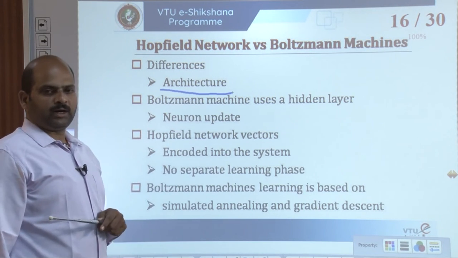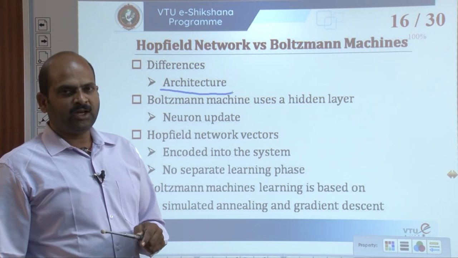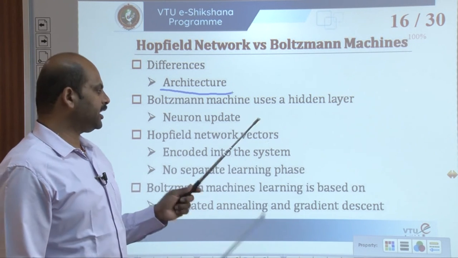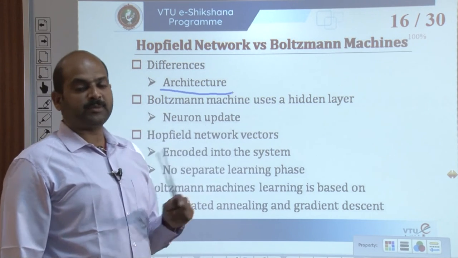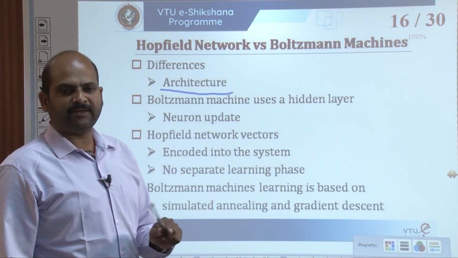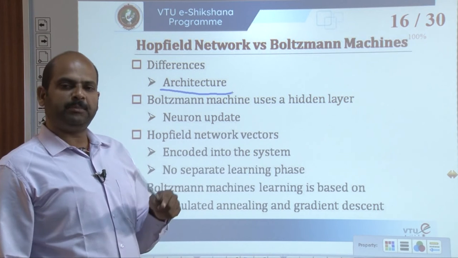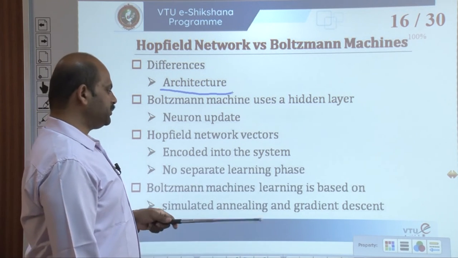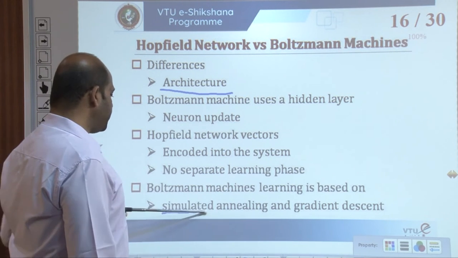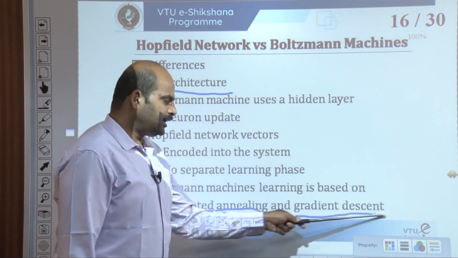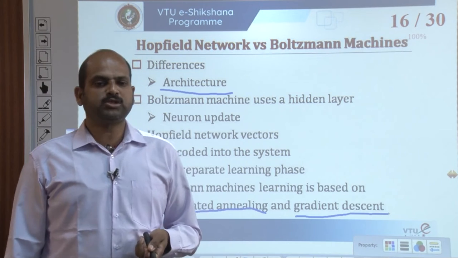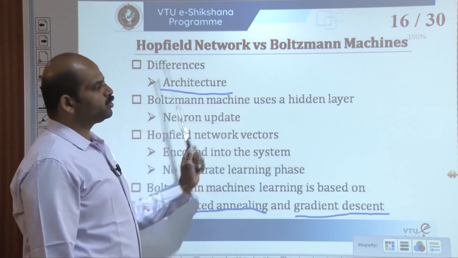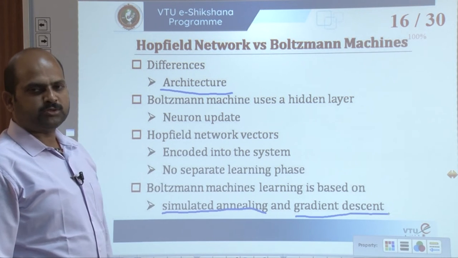And coming to the next one, Hopfield network vectors are encoded into the system using an outer product correlation encoding mechanism, and there is no separate learning phase as in the Boltzmann machine. So the Boltzmann machine has a learning phase, whereas the Hopfield network does not. In the Boltzmann machine, learning is implemented through a combination of simulated annealing and gradient descent. That is a very important thing. In a sense, Boltzmann learning is stochastic, supervised learning. That is the most important thing, the actual difference between the Hopfield network model and the Boltzmann machine model.